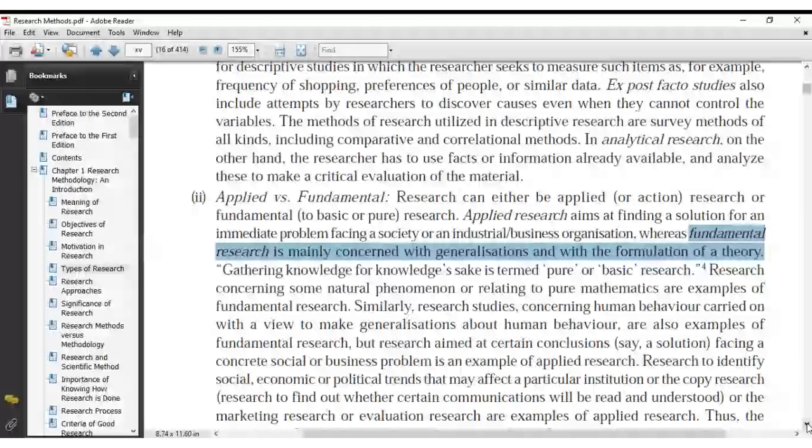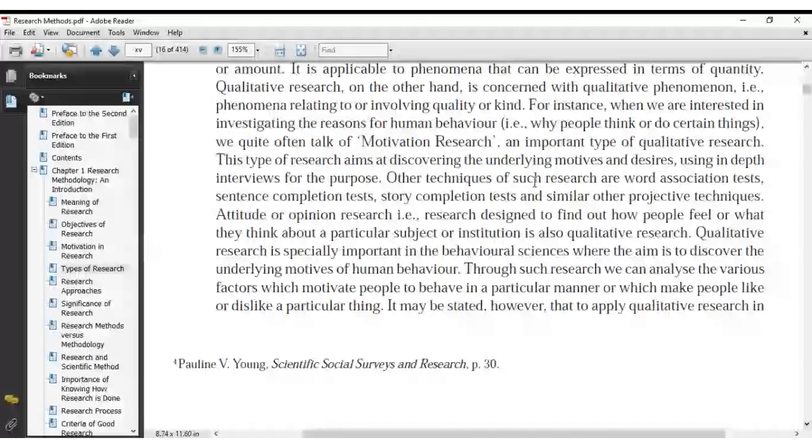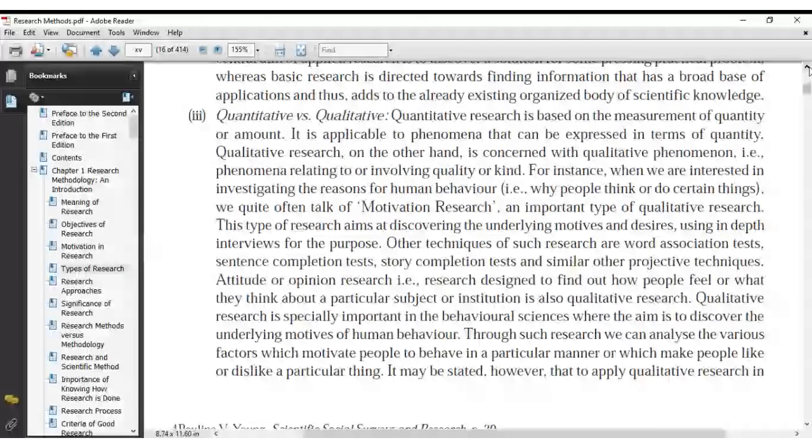Okay. Then we have qualitative and quantitative. Now, this is basically simple. Qualitative research deals with research whose data is qualitative in nature. Quantitative research deals with researches whose data is quantitative in nature. So quantitative research, quantitative data. Quantitative means numerical, you can number.